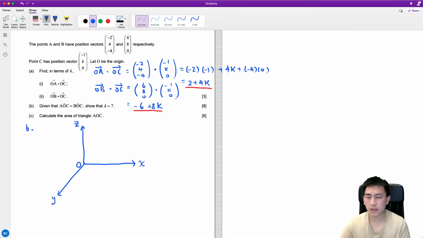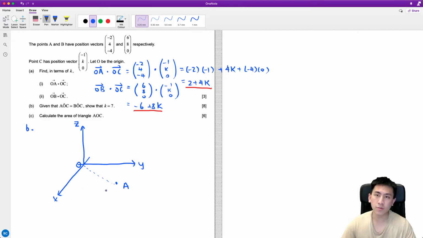Now, x and y is really just convention. It really depends, right? Some people do x and y like this. Some people do x and y the other way. The way I do it, I would do x here and y there. But it really doesn't matter. So for A, it will be -2. Actually, let's draw the -1 as well. It goes here. So -2, 4, and -4. So -2 should be somewhere here, 4, and -4, so it should be somewhere down there. So that is my A. And then B is (6, 8, 0). So 6 is here, and then 8 is also a positive number, and 0.